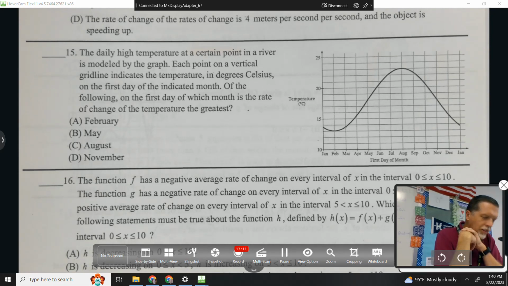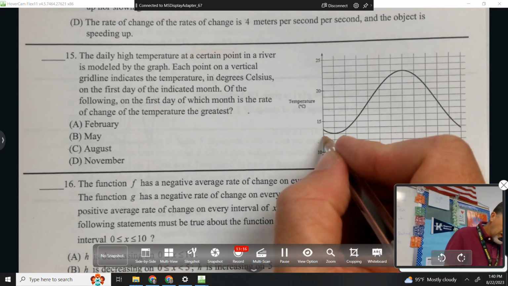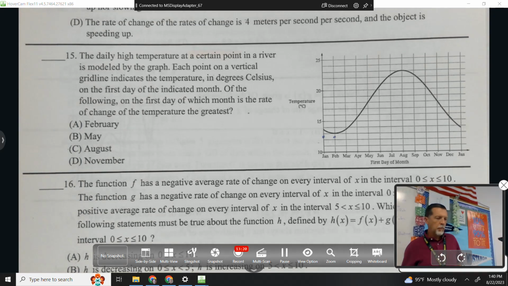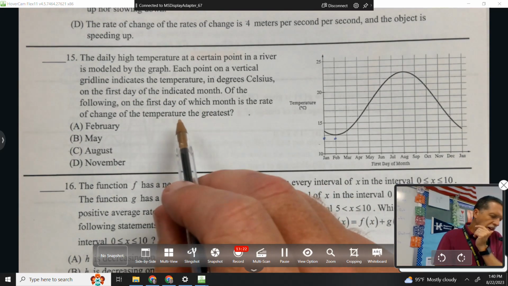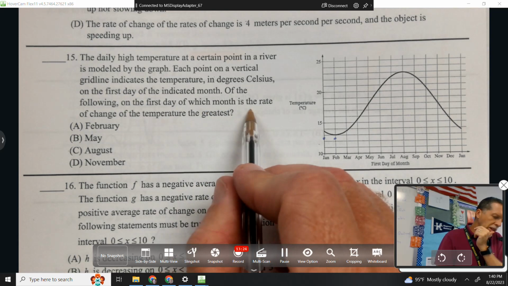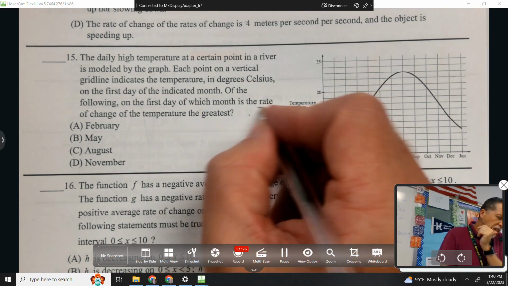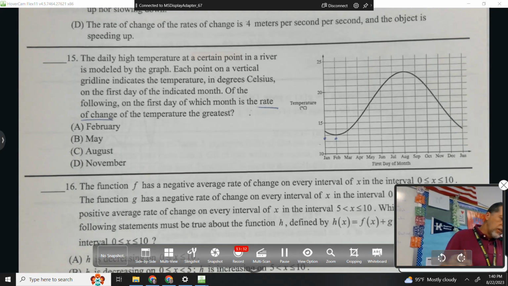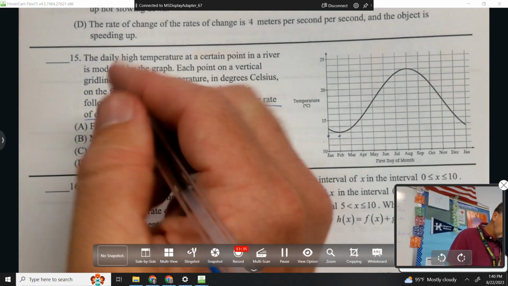Okay, so that's a little bit tricky to think about. So that means this block right here, that's January 1st, and then that's January 31st at the end. Of the following, on the first day of which month is the rate of change of the temperature the greatest? So not when's the temperature the greatest, when is, what's our secret algebra word for rate of change? Slope.